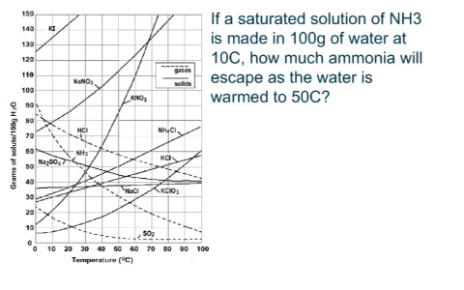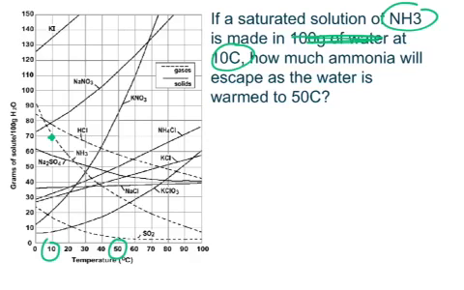Okay, last example question. A saturated solution of ammonia, which is NH3, in 100 grams of water means read the graph like normal, so we don't need to worry about that. 10 degrees. So here's your substance, here's your temperature. We're going to start there, which is right here. How much ammonia will escape as the water is warmed to 50 degrees? So that means we're having a change of temperature. We're starting at 10 and going to 50.